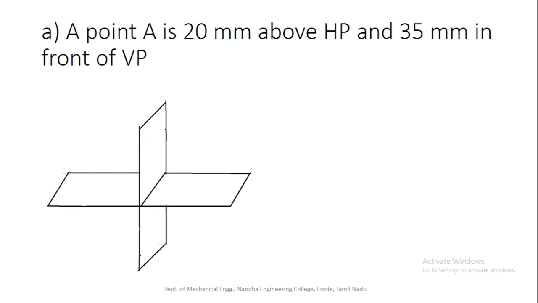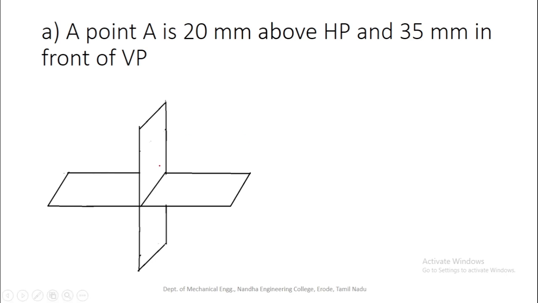First we are going to draw the projection of points, because a point is a dimensionless object. Normally we are going to keep the points around the quadrant, and we are asked to draw the projections. So we will see some examples by which we can draw the projection of points. So the question is, a point A is 20 mm above the HP and 35 mm in front of VP.